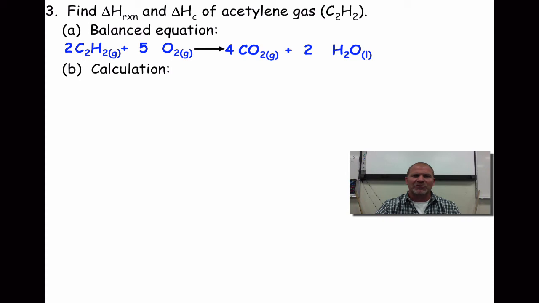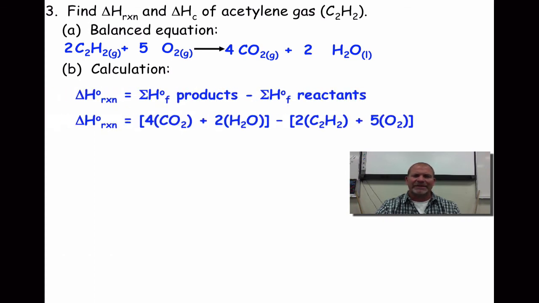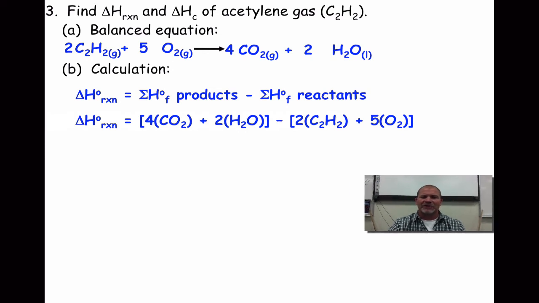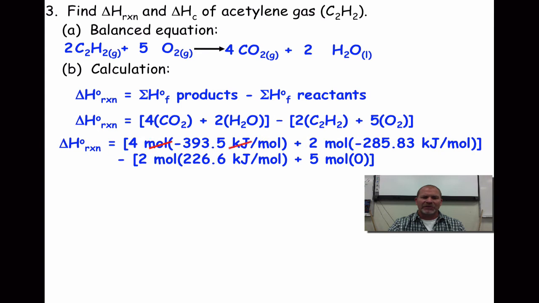I must get the kilojoules before I can become specific. So I take the sum of my products minus the sum of my reactants. So my 4 carbon dioxides plus my 2 waters minus my 2 acetylenes and 5 oxygens. Now remember, O2 as a gas is its standard state, so it's a value of 0. You don't necessarily have to show it if you want to. But again, remember the kilojoules per mole, the moles cancel out because of the coefficients in the balanced chemical equation.